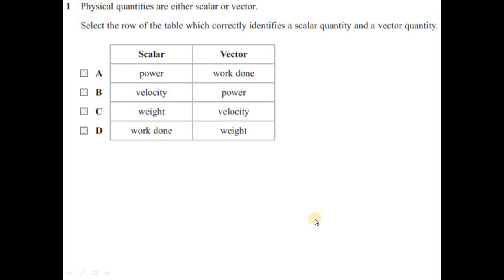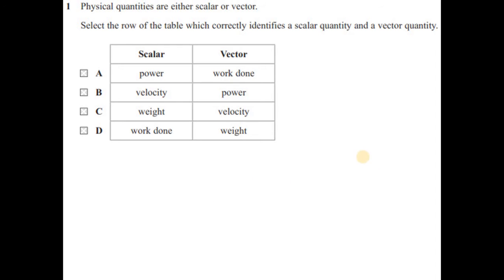Question number 1. Physical quantities are either scalar or vector. Select the row of the table which correctly identifies a scalar quantity and a vector quantity. So this is again a typical question on recognizing scalar and vector quantities.